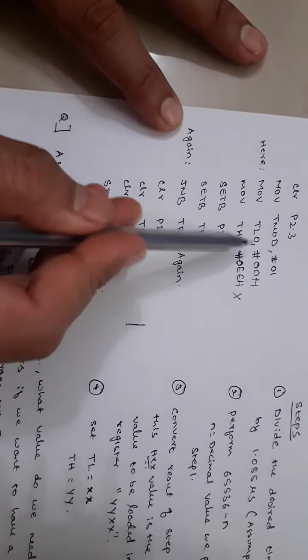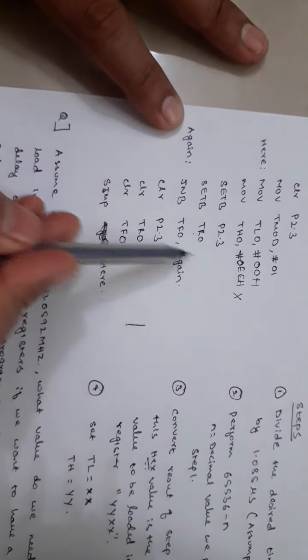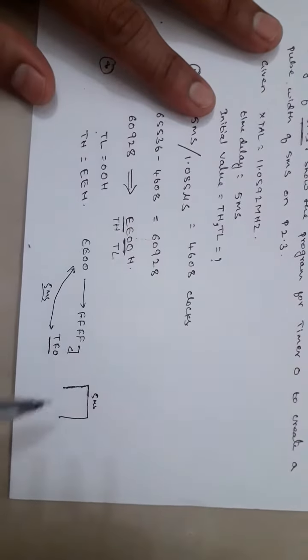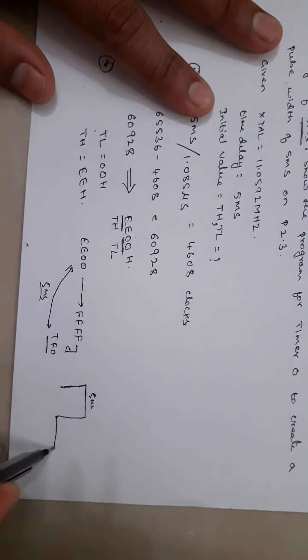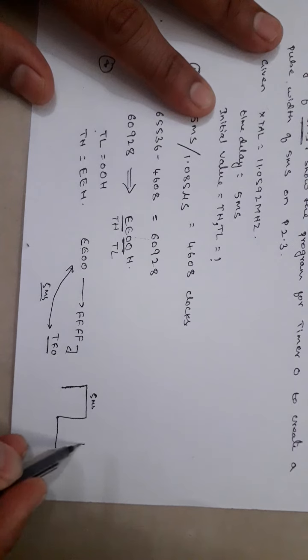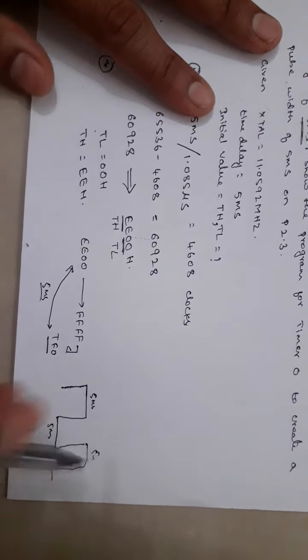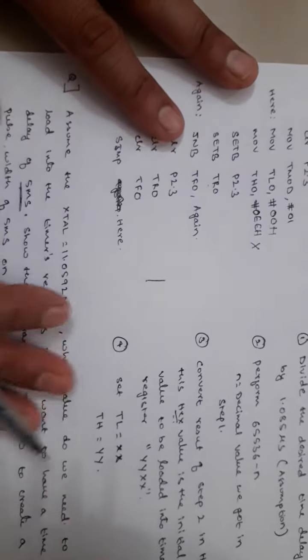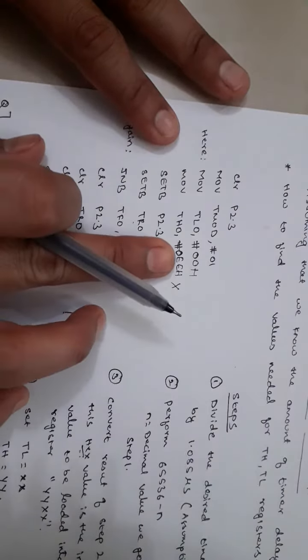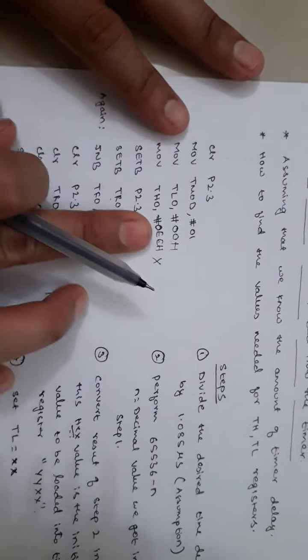Again it jumps here, again it loads EE00H, again it starts the timer, and it stops here. Again it is 5 milliseconds of delay. So this is how we are going to calculate the initial value of the timers. Thank you.